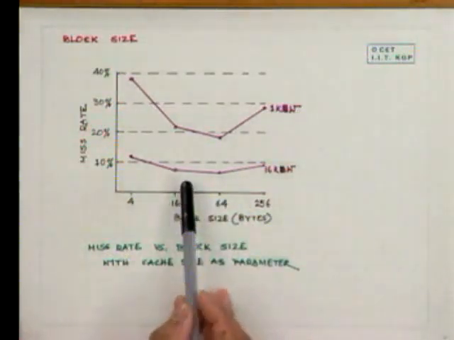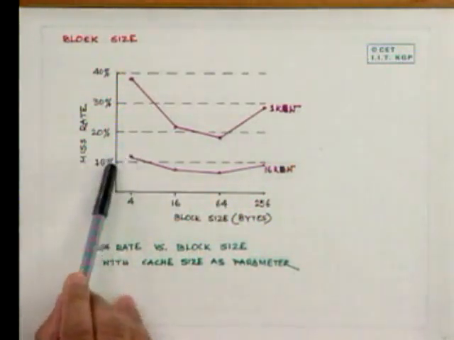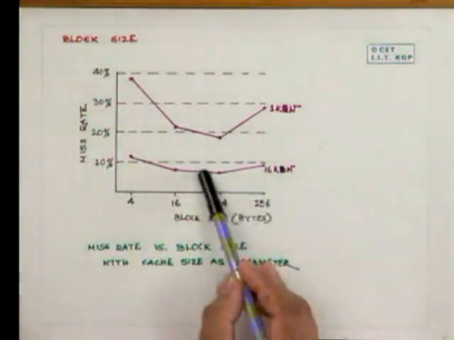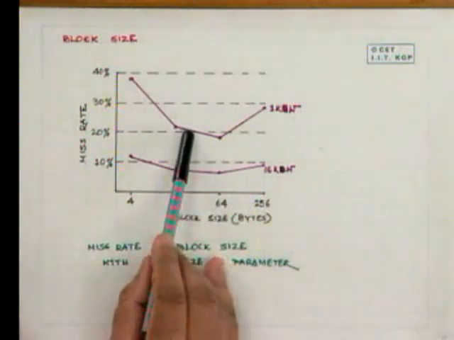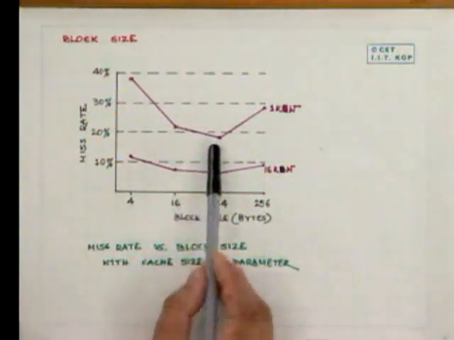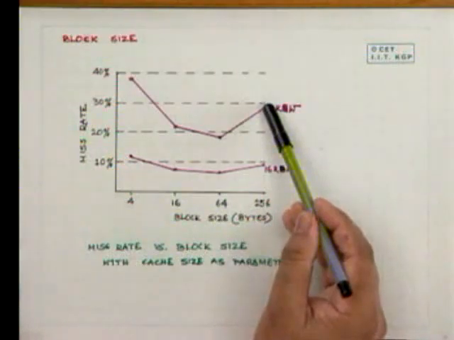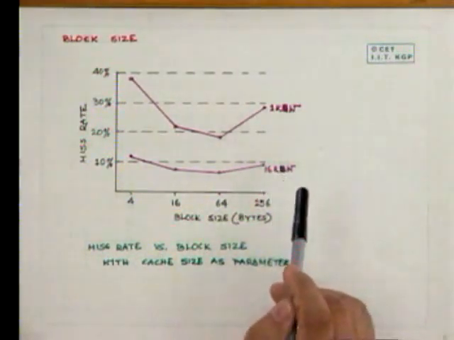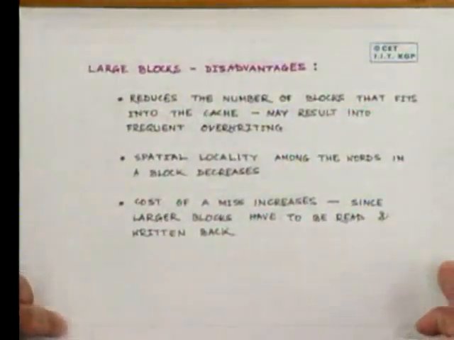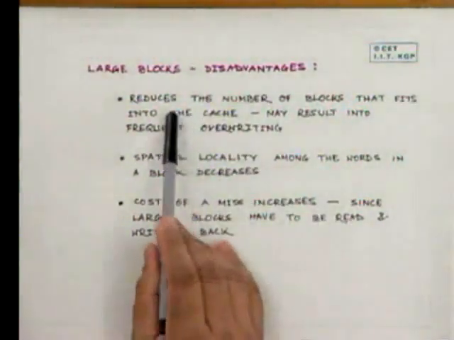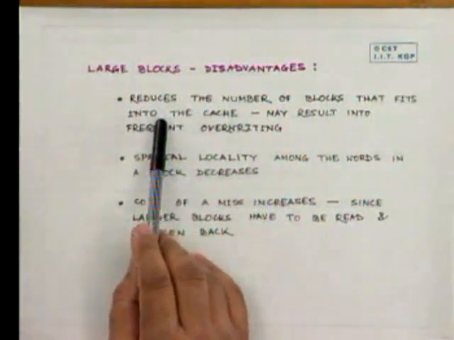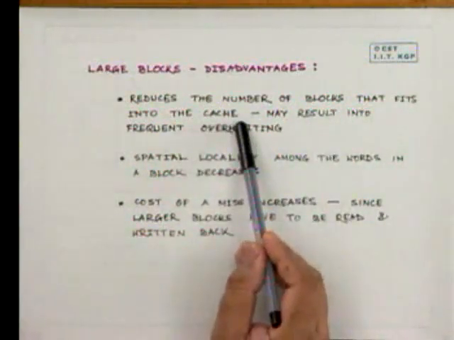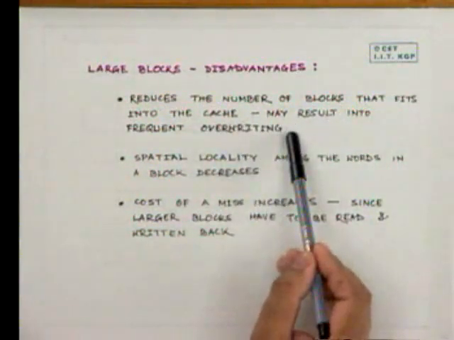Now this means that as block size is increased, initially there are some advantages, but the amount of advantage decreases and may become disadvantageous if the block size is increased further. The reason being that if the block size increases, large blocks reduce the number of blocks that fit into the cache and may result in frequent overwriting.